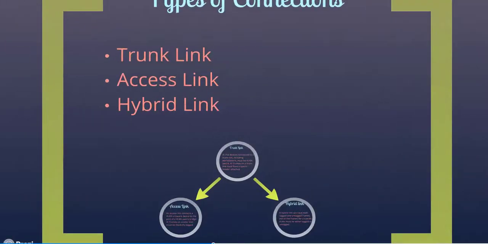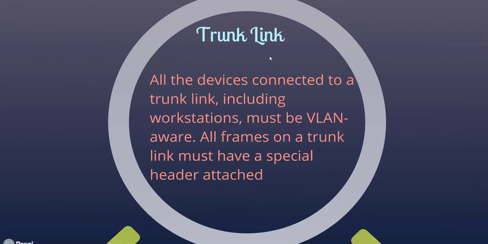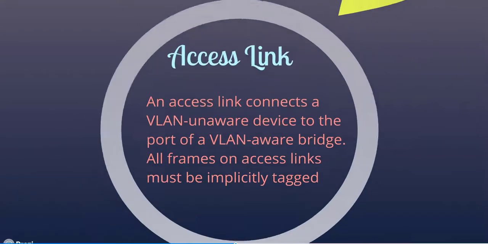And we have the connections, how they are connected. You have the trunk link, access link, and the hybrid link. These are the 3. The trunk link: all the devices connected to a trunk link, including workstations, must be VLAN aware. They should be able to detect VLANs that are present in the network. So all frames on the trunk link must have a special header attached.